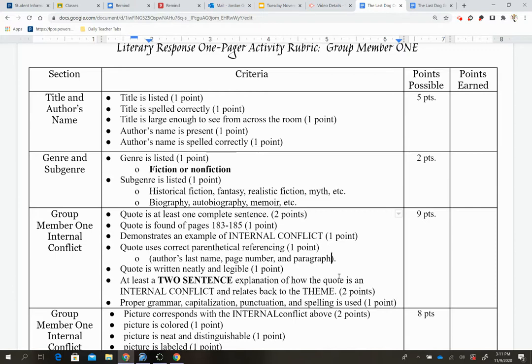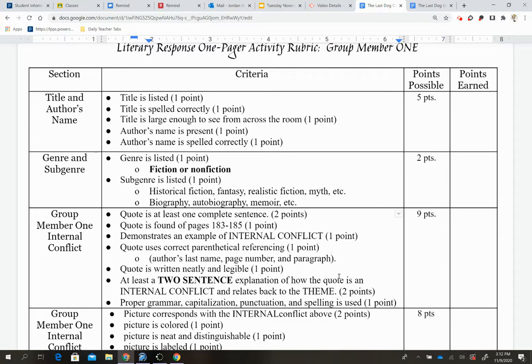You also need at least a 2-sentence explanation of how the quote, as an internal conflict, relates back to the theme of the story. The theme is the life lesson. So you're going to have to tell me what that internal conflict is. Internal means it's happening within the character's head, so this is going to be character versus self. Then you're going to say, in this example, the main character struggles with turning in his or her best friend for lying and cheating on a test. That would be an example of internal conflict.